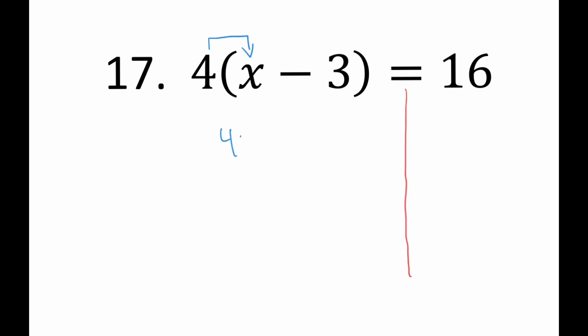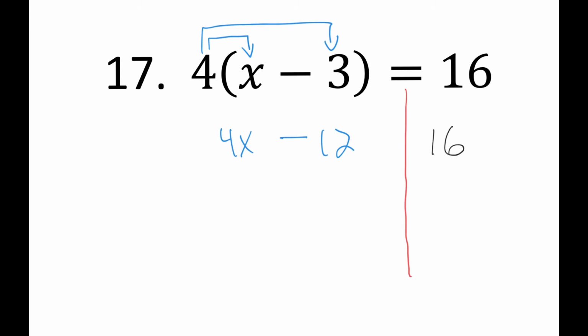So 4 times x, that's going to be 4x. 4 times negative 3, that'll be negative 12. The other side, you just have a 16, so you bring down the 16. You're not going to multiply by 4 because it's on the other side of the equation. So you bring down the 16.